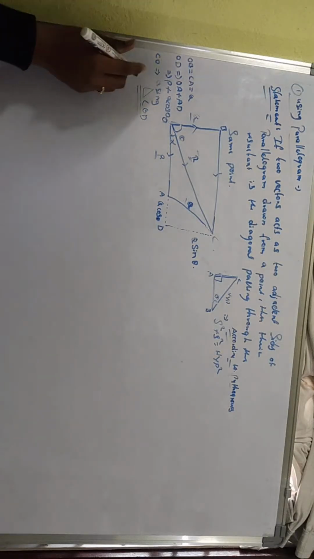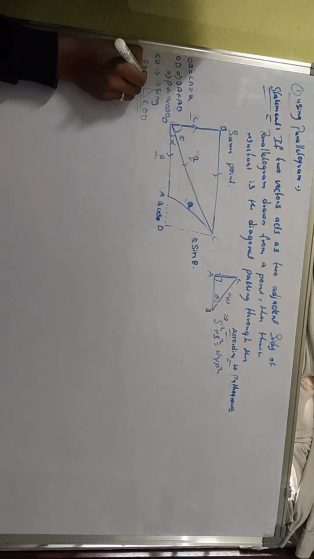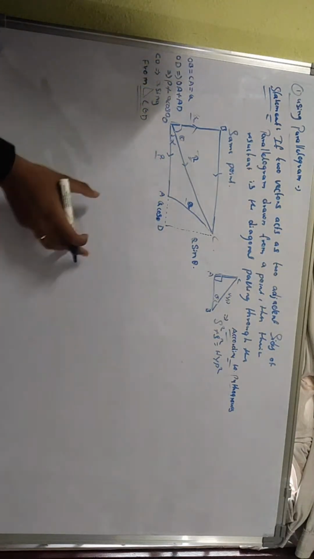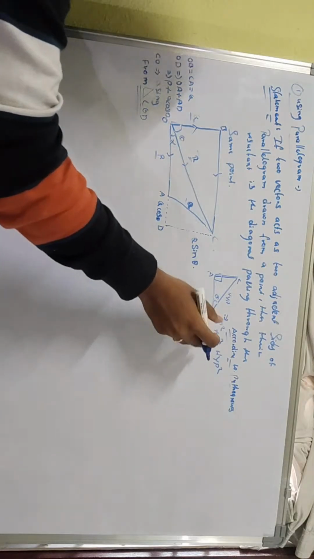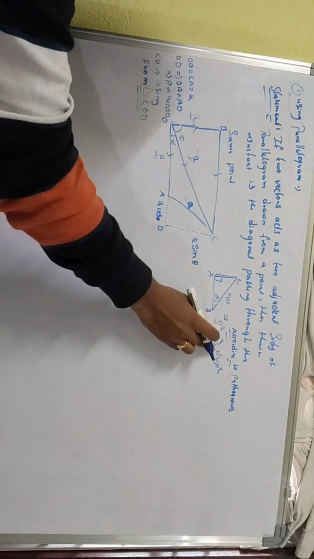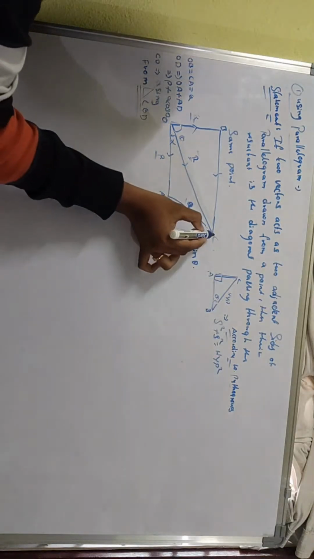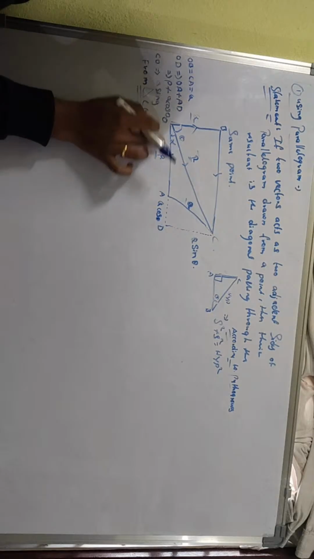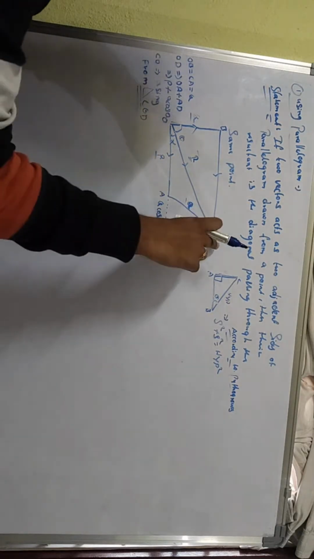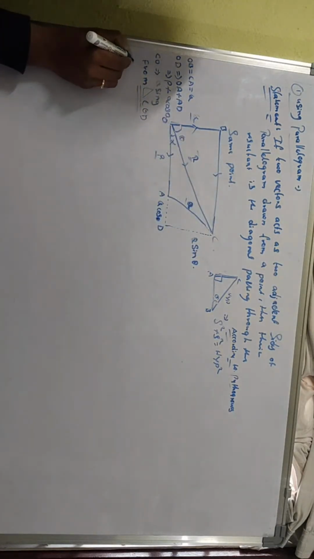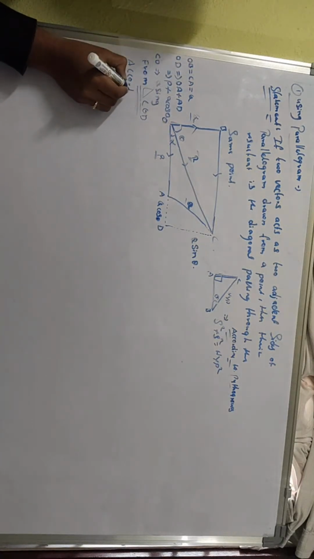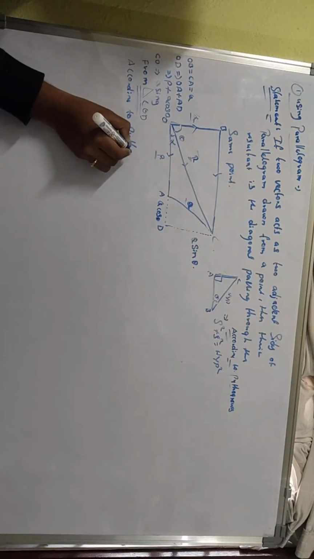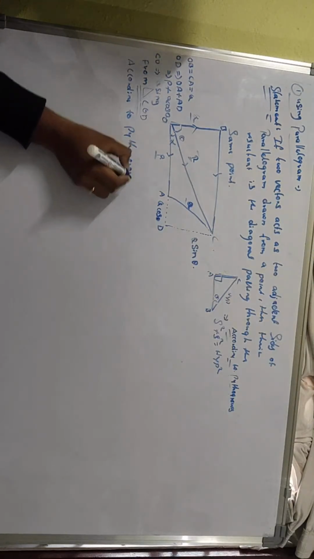And from triangle COD, according to Pythagoras theorem, side square plus side square is equal to hypotenuse square. Clearly this is the hypotenuse, and this is one side and this is another side. So according to the Pythagoras theorem, let's rewrite here.